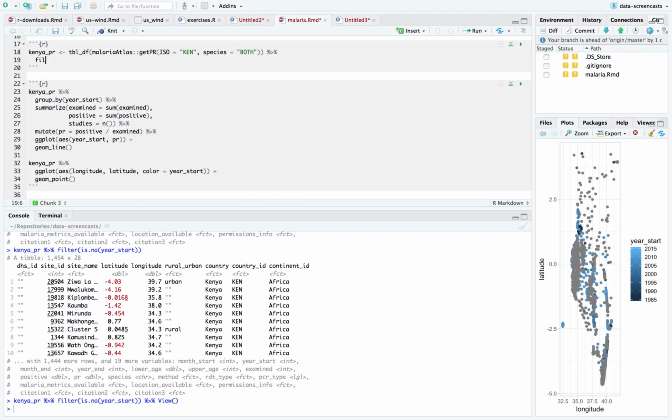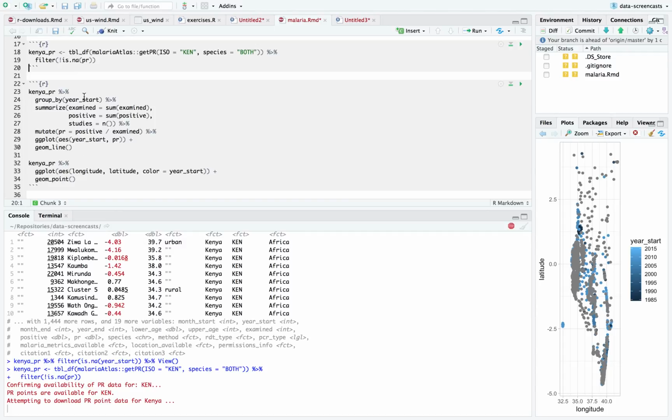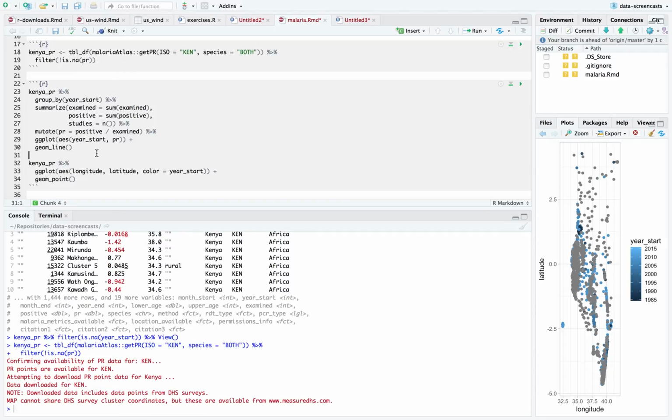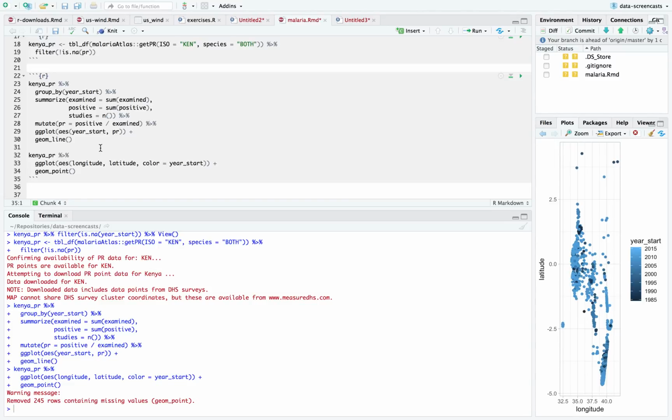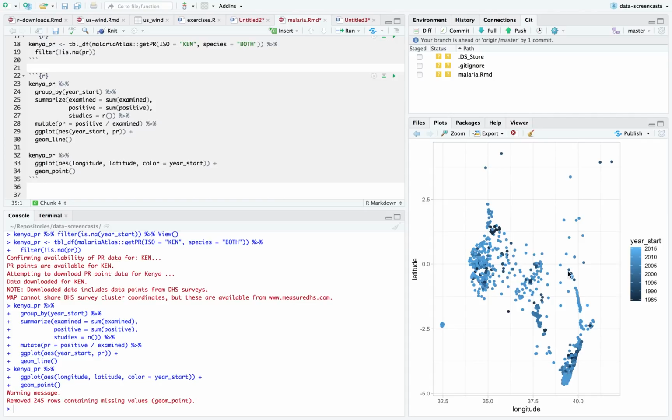So I'm going to start with filter not is NA. I'm going to start with the PR column, since if that's missing, there's not much we can do with the data. And now we have a graph of, this should be data from Kenya, okay, and we have a longitude and a latitude.